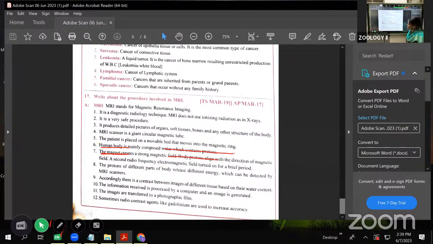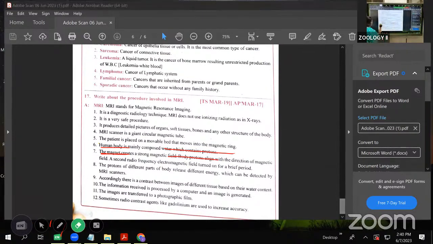Next one is MRI, the magnetic resonance image. It is mainly used for diagnosing diseases. We use devices that we call MRI. What is the full form of MRI? I'm writing here: magnetic resonance image.